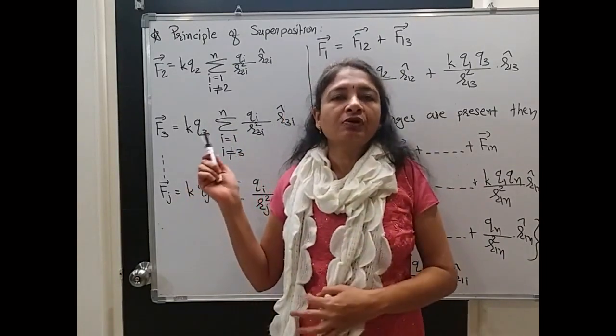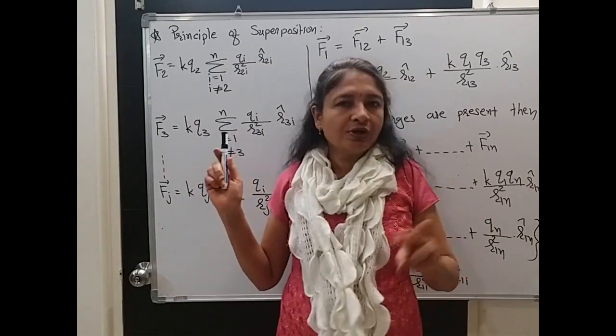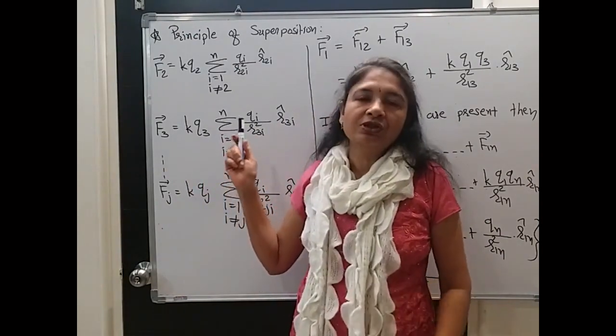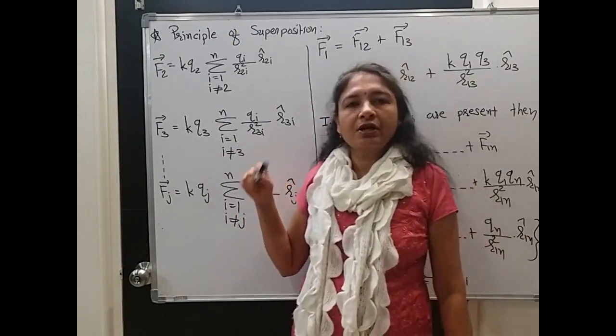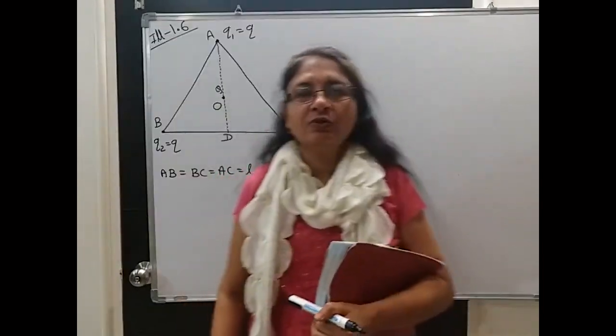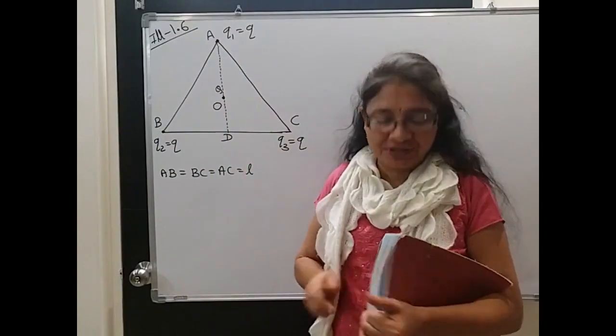First of all, we will solve the textual illustrations. Two illustrations are given in your textbook on the basis of the principle of superposition. So now let us start our illustrations. Let us start illustration number 1.6.